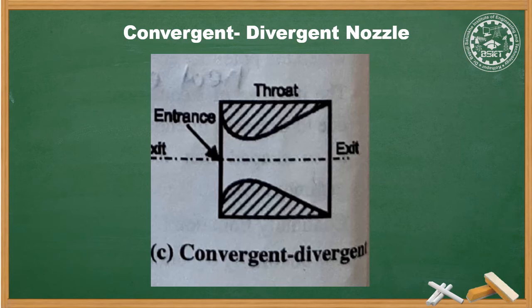Convergent divergent nozzles are the type of nozzles used nowadays in all types of turbines and various applications where steam with a high or continuous flow of energy is required.